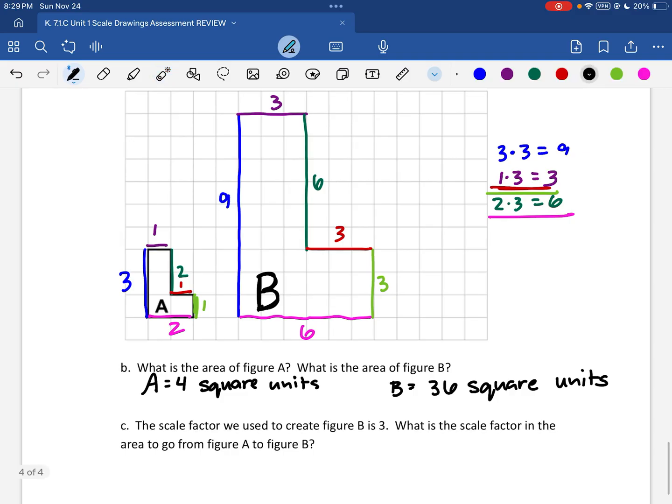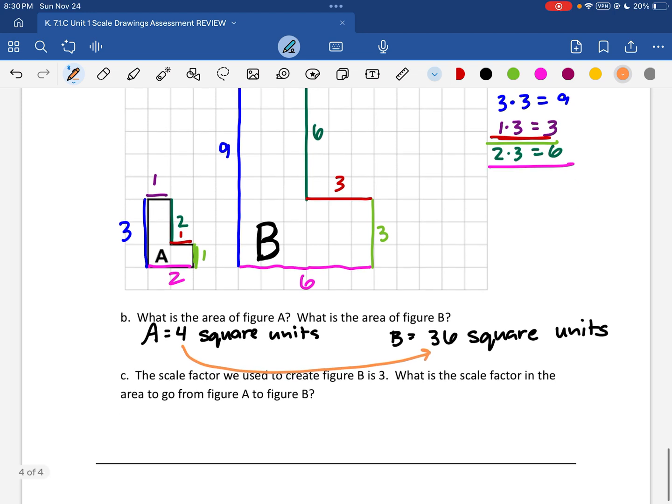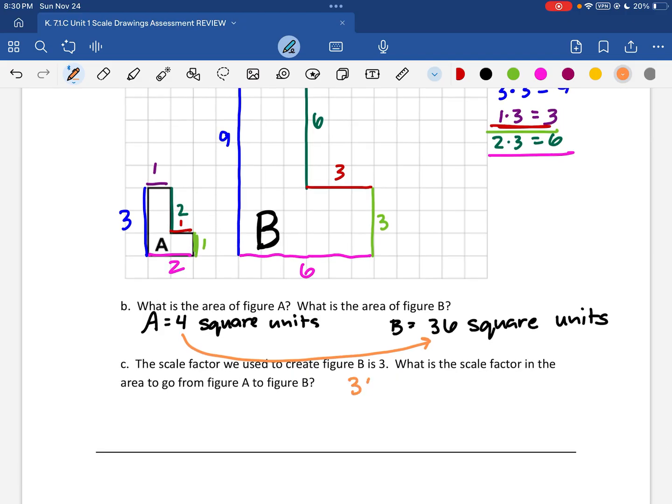Again, what I'm really asking is, how does a 4 multiply to become a 36? What am I multiplying by? If you ever can't do it in your head mentally, then work backwards and divide. 36 divided by 4 is equal to 9. That means 4 times 9 is equal to 36. So the scale factor in area is 9.